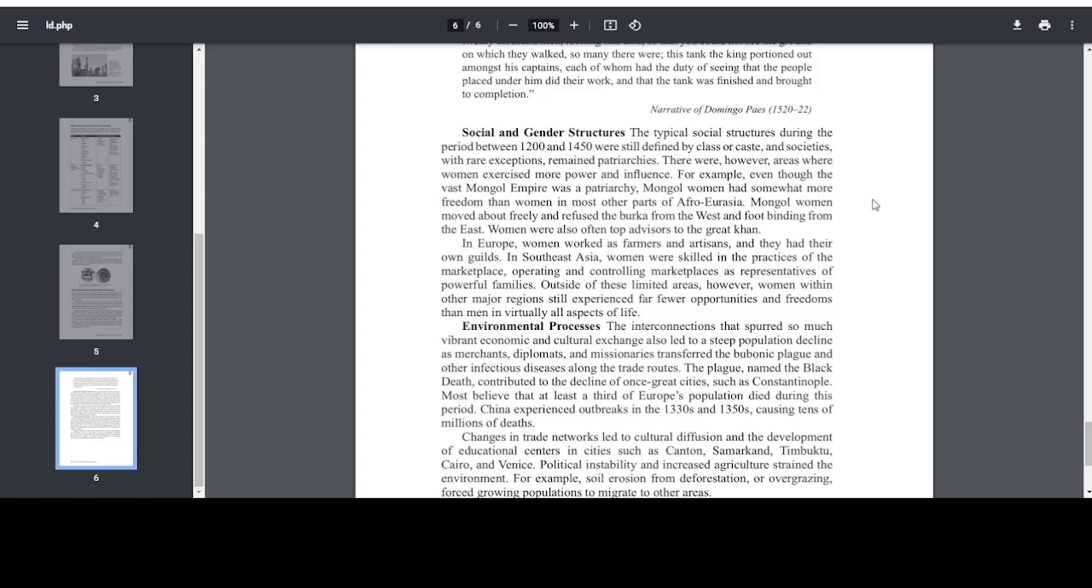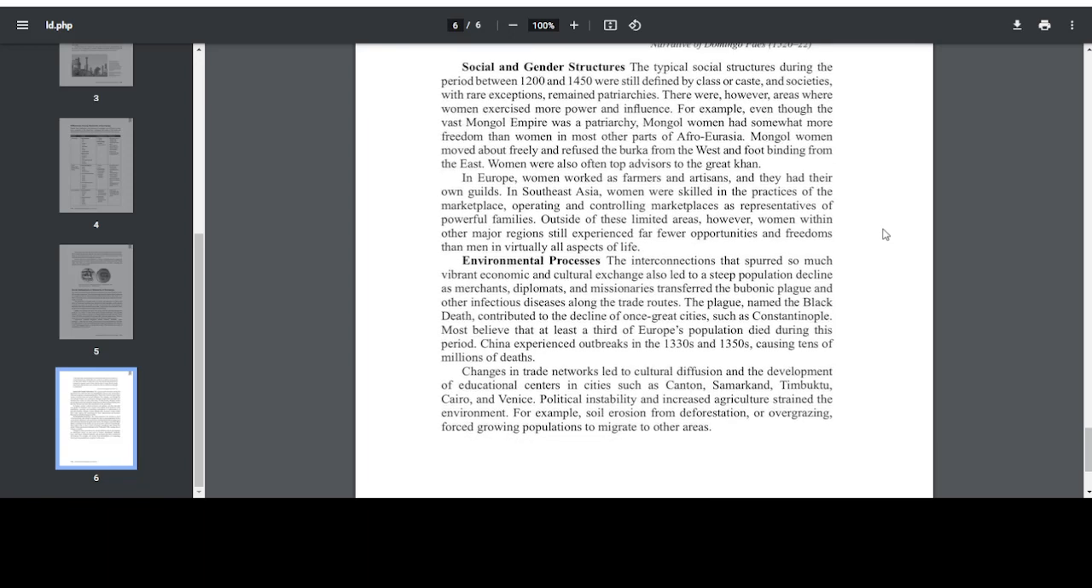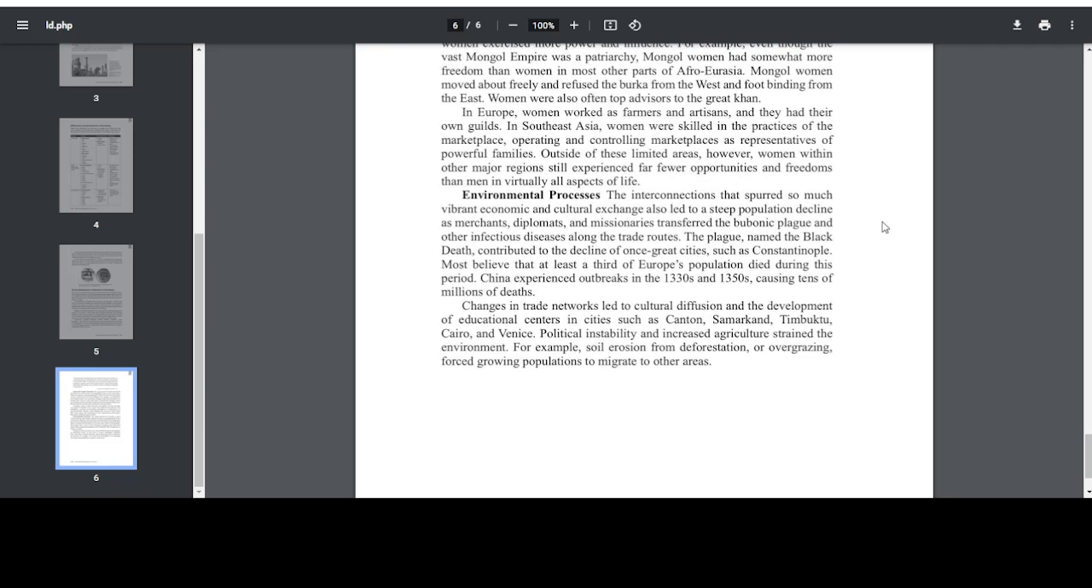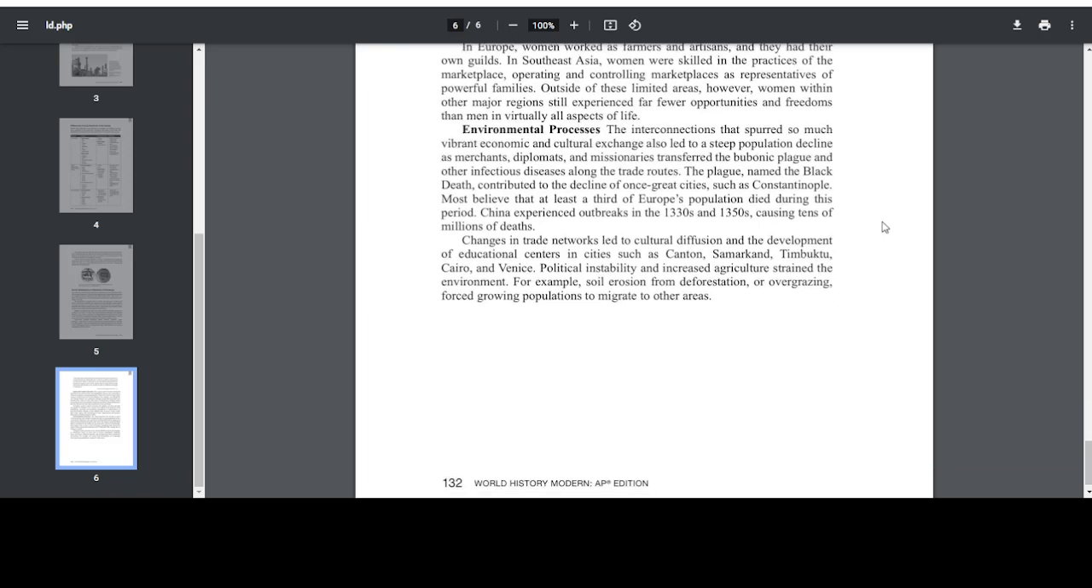In Europe, women worked as farmers and artisans, and they had their own guilds. In Southeast Asia, women were skilled in the practices of the marketplace, operating and controlling marketplaces as representatives of powerful families. Outside of these limited areas, however, women within other major regions still experienced far fewer opportunities and freedoms than men in virtually all aspects of life.